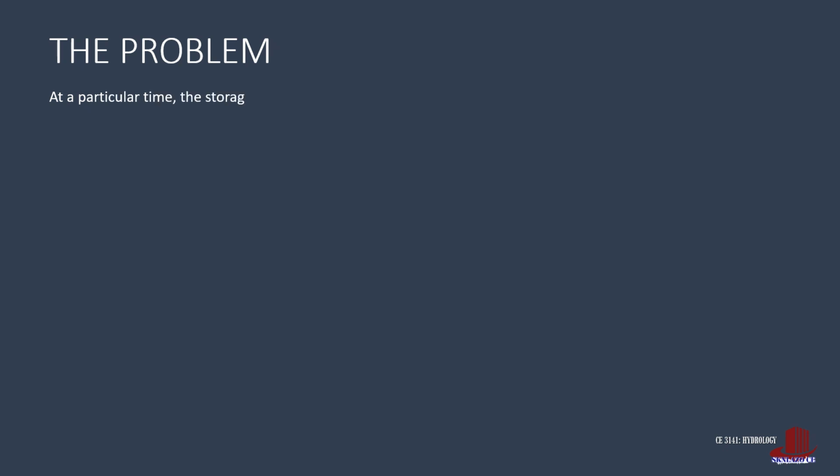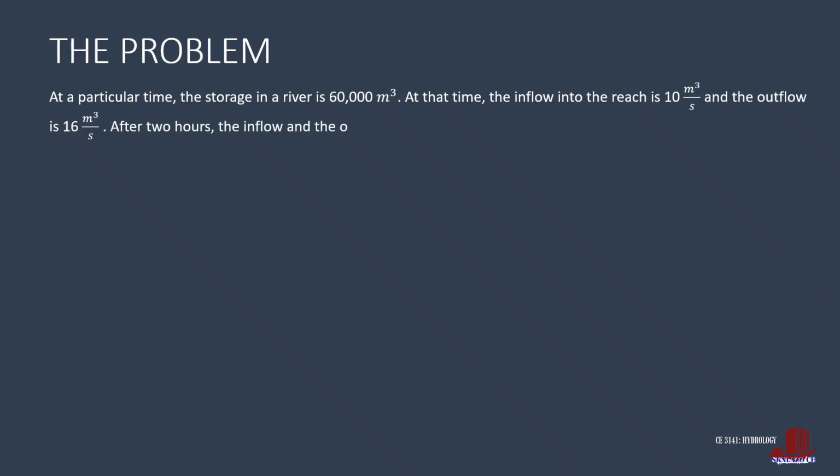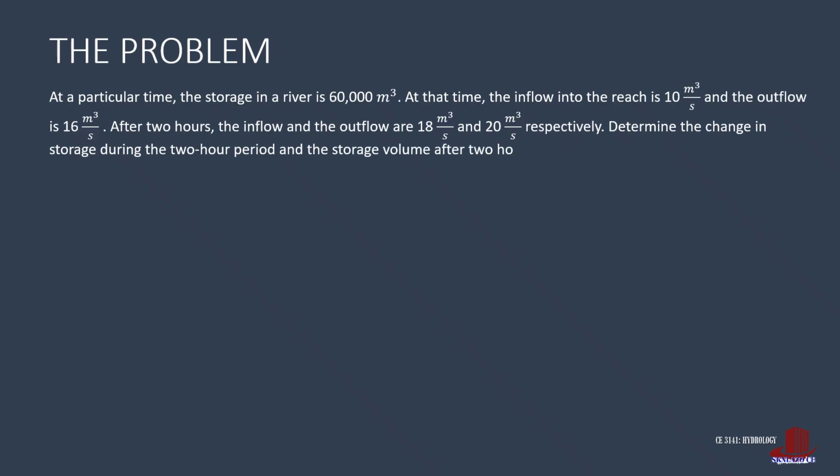The problem states that at a particular time, the water storage for a river is 60,000 cubic meters. At the same time, the inflow is 10 cubic meters per second and the outflow is 16 cms. After a 2-hour period, the inflow is recorded as 18 cubic meters per second and outflow is 20. The tasks are to determine the change during the 2-hour period and also the storage volume after the duration.